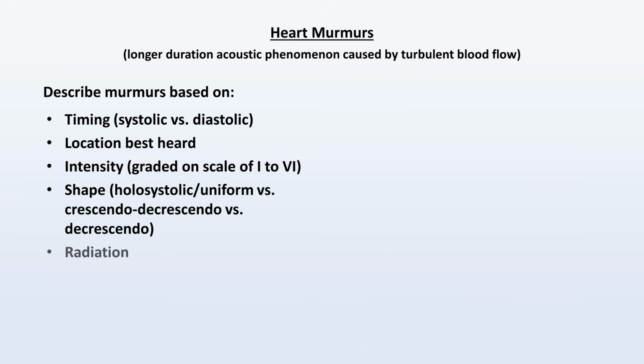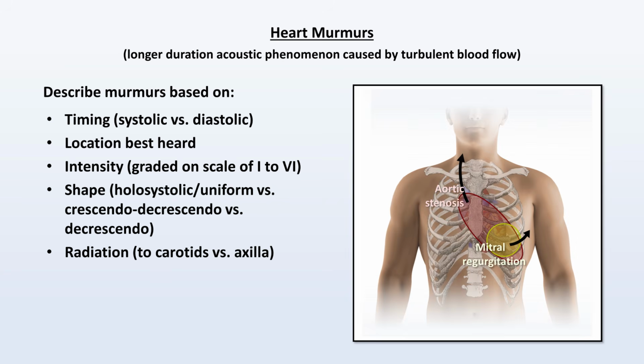Describe if the murmur radiates to anywhere, meaning is there a place other than directly over the heart where the murmur is heard? Aortic stenosis murmurs can radiate to the carotid arteries, where they might sound like a carotid bruit. Mitral regurgitation murmurs classically radiate towards the left axilla. In short, murmurs tend to radiate in the direction that the turbulent blood is flowing.